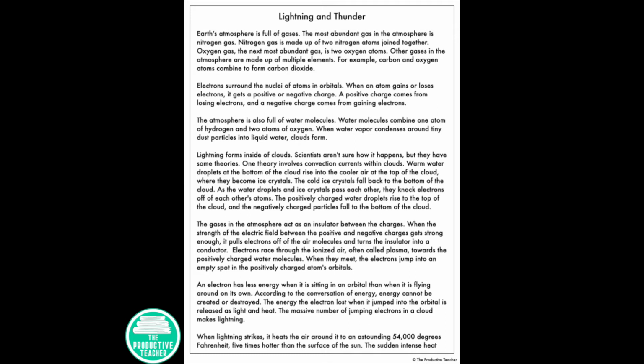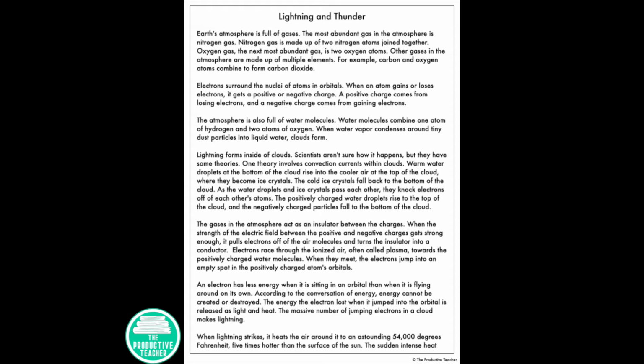As the water droplets and ice crystals pass each other, they knock electrons off of each other's atoms. The positively charged water droplets rise to the top of the cloud, and the negatively charged particles fall to the bottom of the cloud. The gases in the atmosphere act as an insulator between the charges. When the strength of the electric field between the positive and negative charges gets strong enough, it pulls electrons off of the air molecules and turns the insulator into a conductor.